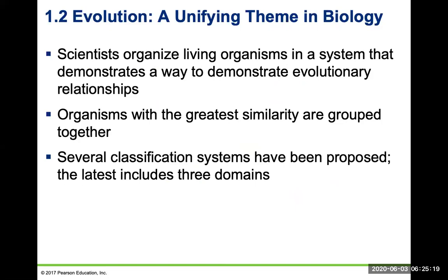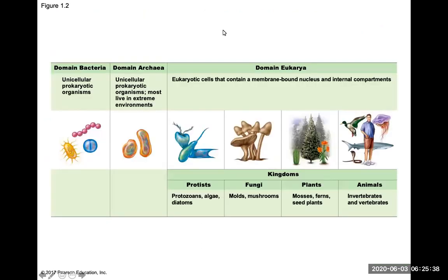A little bit about evolution. Scientists organize living organisms in a system that demonstrates evolutionary relationships and how they've been adapted to survive in the best possible way. Several classification systems have been proposed, and the latest includes these 3 domains, which include bacteria, archaea, and eukarya.